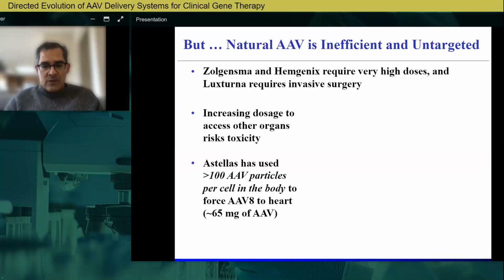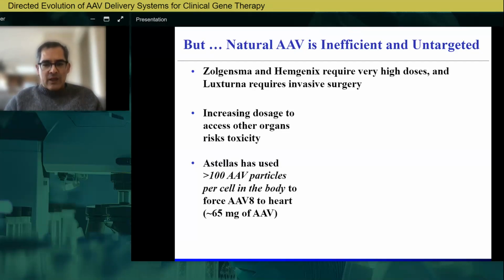For example, there was a clinical trial in which Astellas was trying to use AAV8 to deliver a therapeutic payload to muscle inside the body, skeletal muscle actually. And AAV8, by and large, localizes to liver. So perhaps for every 1,000 genomes or every 1,000 particles that make it to the liver, only one makes it to the heart. To compensate for this, they dramatically increased the dose up to the level of over 100 AAV particles for every single cell within the body, or 65 milligrams of AAV.